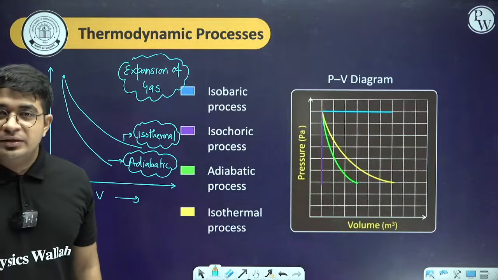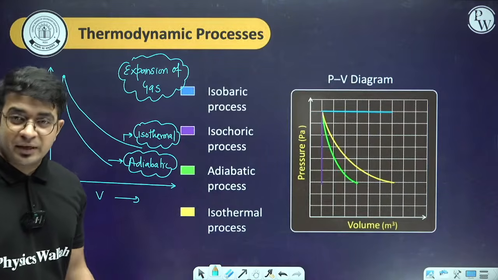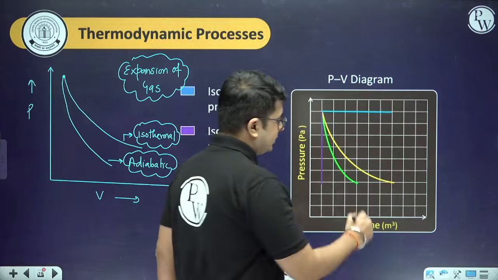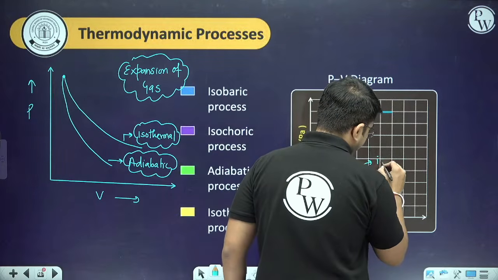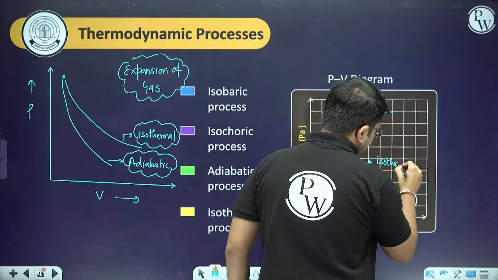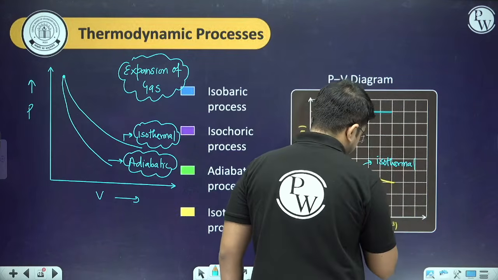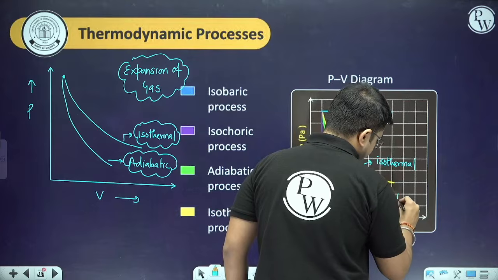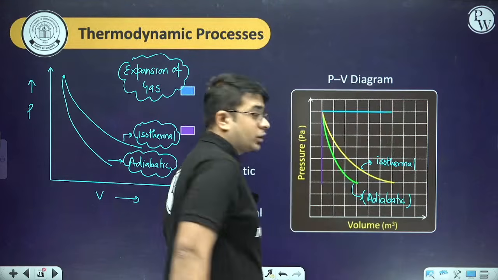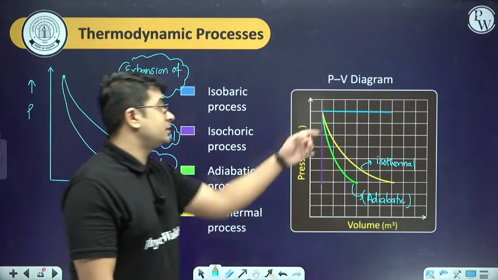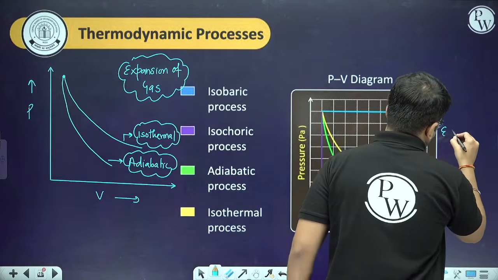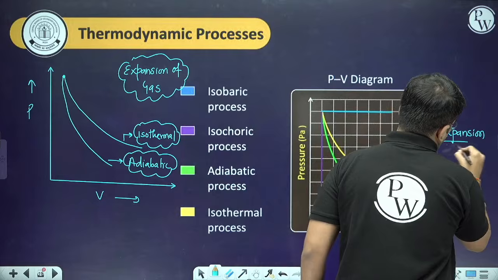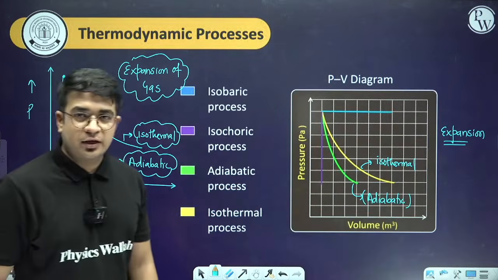Sir, what happens when we talk about the compression part? There is also a process of compression. So let's say in this case I can say this part is going to be isothermal and this part corresponds to adiabatic. Sir, is this true for compression also? So let's find out. This is the curve for expansion of gas.